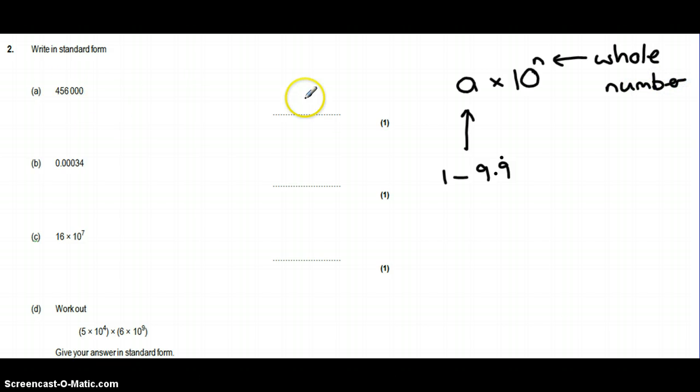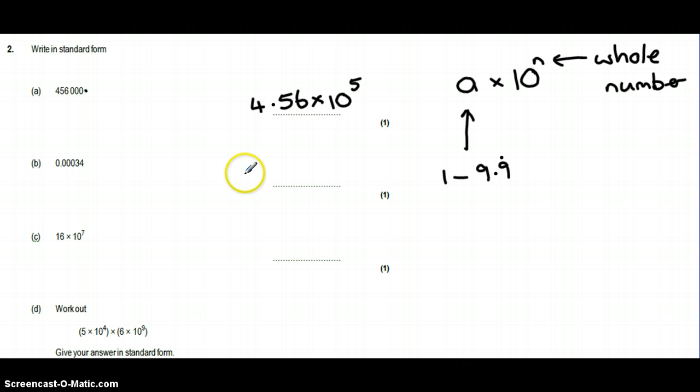Now, in order to get this into a number where it's between 1 and 9.9, that number is going to be 4.56. And if you think about the decimal place, at the moment it's at the end there, and we want to move it 1, 2, 3, 4, 5 places to put it between the 4 and the 5. And in order to do that, we're going to need to multiply this by 10 to the power 5. And what that will do is take the decimal place from between the 4 and the 5 to the end. And that is the same number as we started with, but it's in standard form.